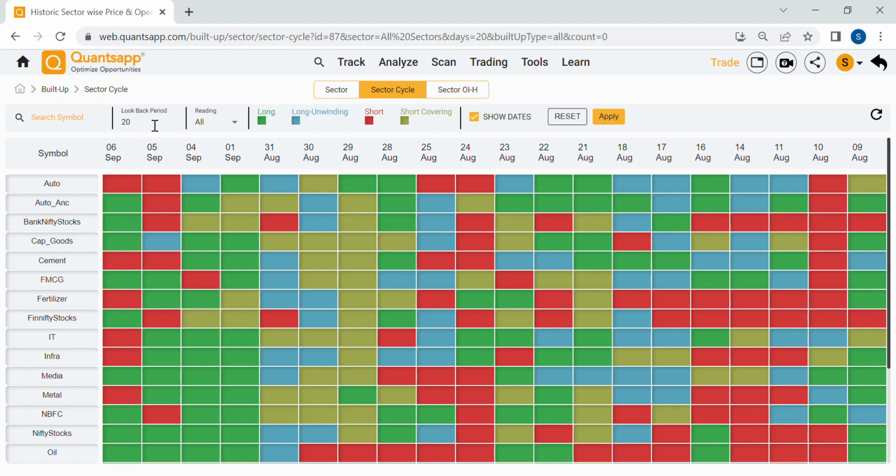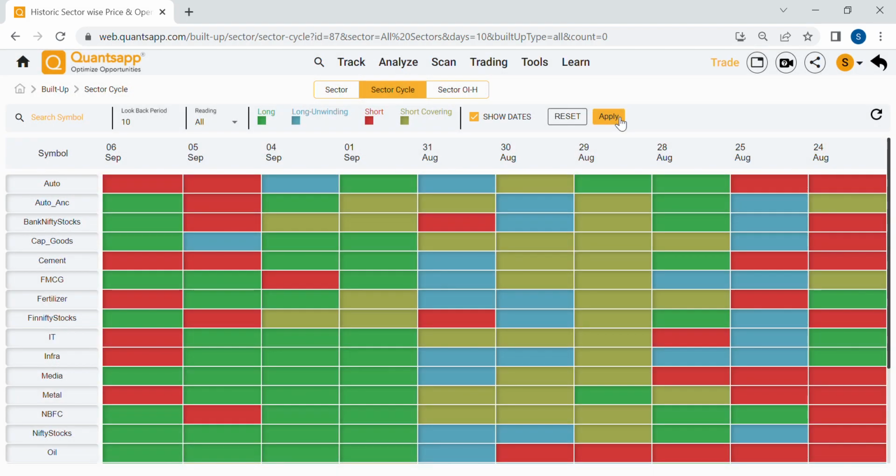Over here, look back period means how many days of historical data you want to look at. 20 means it will show us the data of the last 20 trading sessions. If I put 10, it will show me data of the last 10 trading sessions. Now this is more like a scanner wherein you are here to scan a specific activity. So I'm saying I want to scan all those sectors which are witnessing either long or long unwinding, considering the data of the last 10 days.